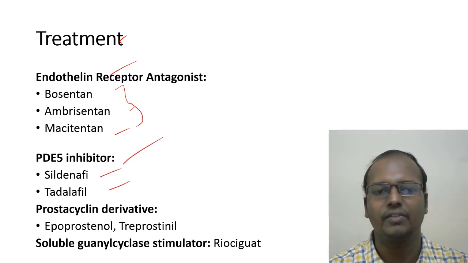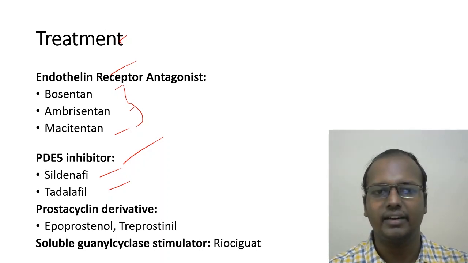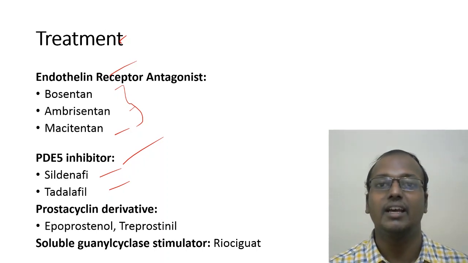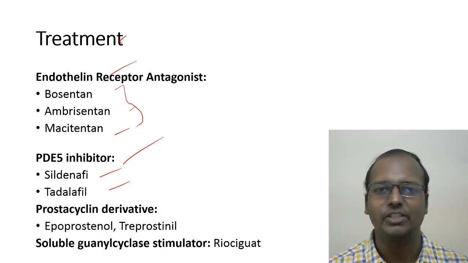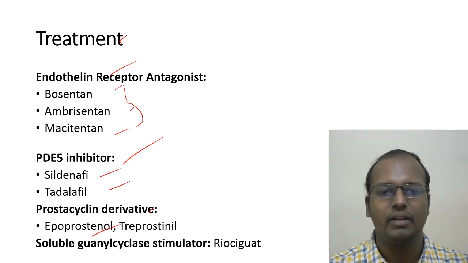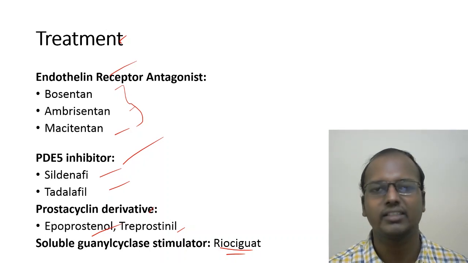Sildenafil has a short half-life, whereas tadalafil has a half-life of up to 48 hours. Remember, nitrates are contraindicated in patients using PDE5 inhibitors, because nitrates can cause refractory hypotension in them. Very, very important. Prostacyclin derivatives can cause pulmonary artery dilatation: epoprostenol, treprostinil. And a new drug, the soluble guanylate cyclase stimulator, riociguat.